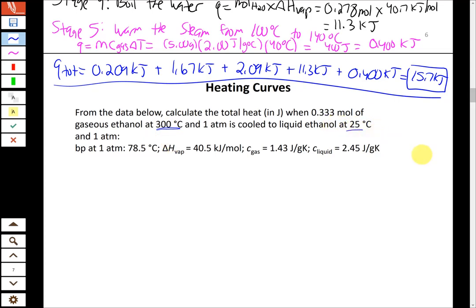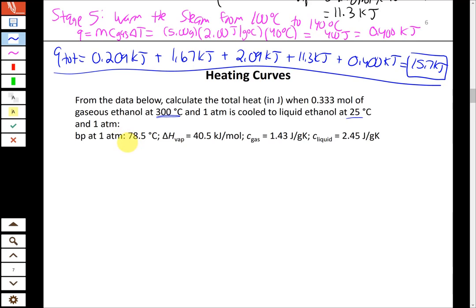So we'll notice here that the boiling point is 78.5 degrees Celsius. So above that temperature it's going to be vapor, and that's where we're starting. We're starting at 300. And then below this temperature is going to be liquid, so we're cooling it below the boiling point. So let's think about the different phases that are involved here.